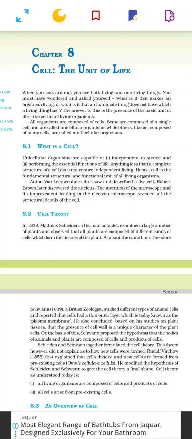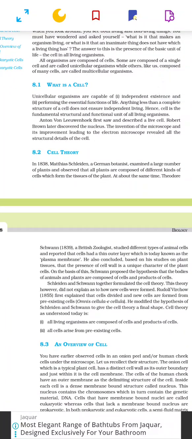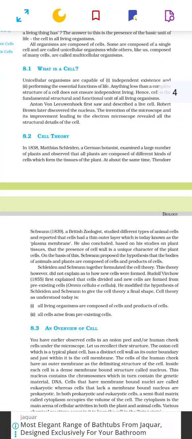Both the scientists originated from Germany. Schwann also concluded, based on his studies on plant tissues, that the presence of cell wall is a unique character of the plant cells. On the basis of this, Schwann proposed the hypothesis that the bodies of animals and plants are composed of cells and products of cells. Schleiden and Schwann together formulated the cell theory. This theory, however, did not explain how new cells were formed.